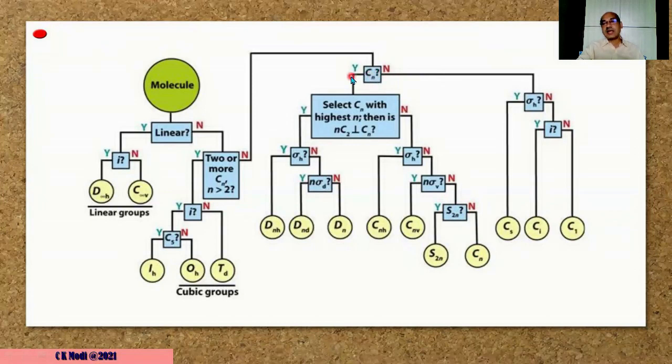Now, here, C2 axes are absent. Okay, rotation axes are absent. Here only sigma h is present. Okay, then the point group is Cs. And if sigma h is absent, only center of symmetry i is present, then the point group is Ci. And if i is absent, only identity is present, then the point group is C1. So in this way, we can differentiate the point groups of a molecule.